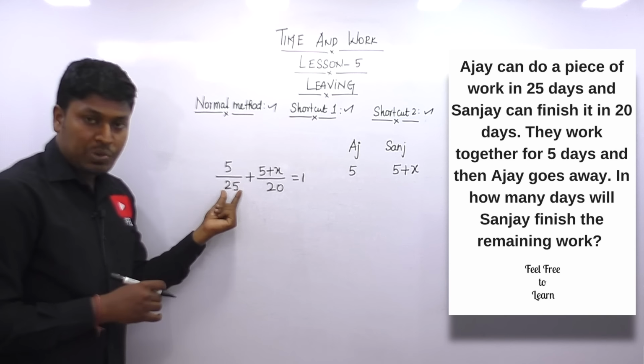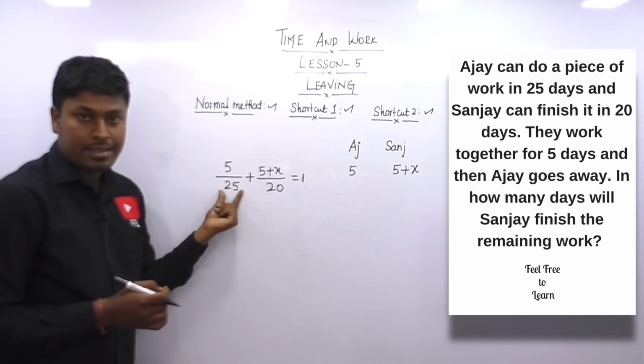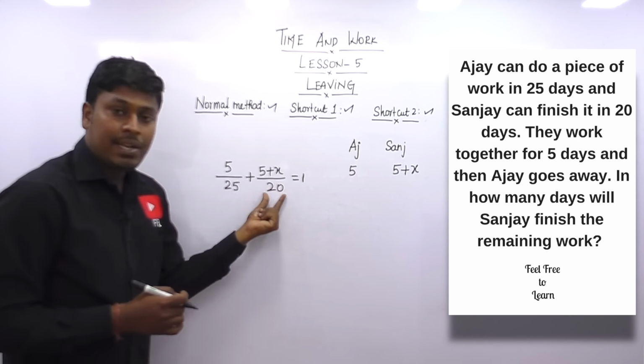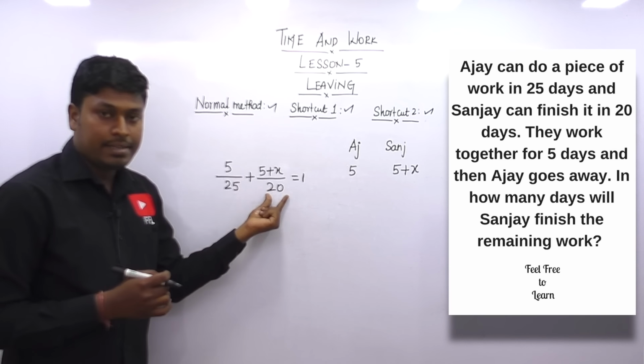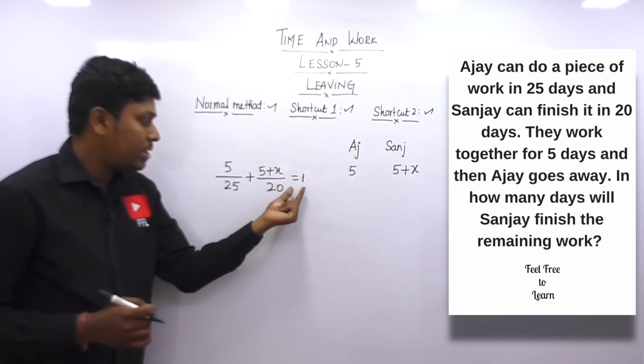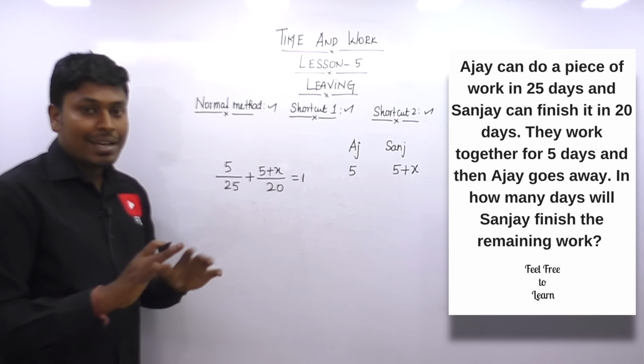So the denominator is 25, which is Ajay alone can complete a piece of job in 25 days. He worked for 5 days, so numerator is 5. Next step, Sanjay alone can complete a piece of job in 20 days. Sanjay worked for 5 plus X days, so numerator 5 plus X to do a job that is equal to 1. So if you solve this equation, getting an answer is so simple.